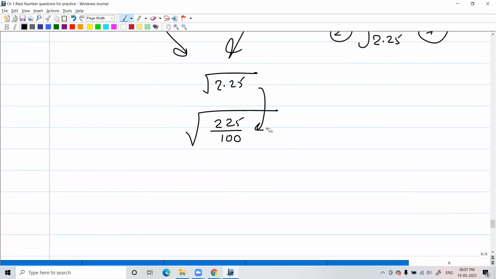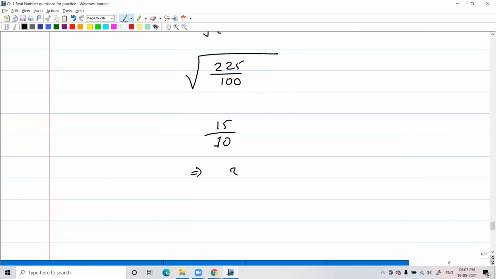Does everyone understand how that happened? I just removed the decimal and wrote the 100 in the denominator. So now both the numerator and denominator are perfect square numbers. So it will be very easy to write. It will become 15 by 10, which you can simplify further. 5 3s are 15 and 5 2s are 10. So 3 by 2.